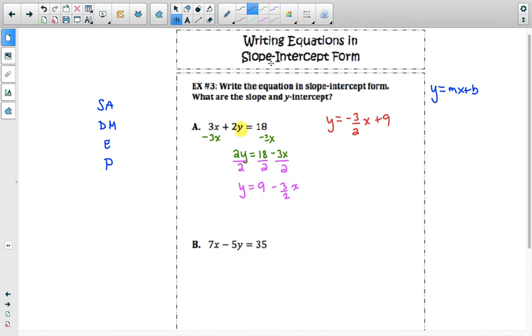Write the equation in slope-intercept form. Then it asks what are the slope and the y-intercept. The slope is the coefficient of the x. It would be the m connected to the x.